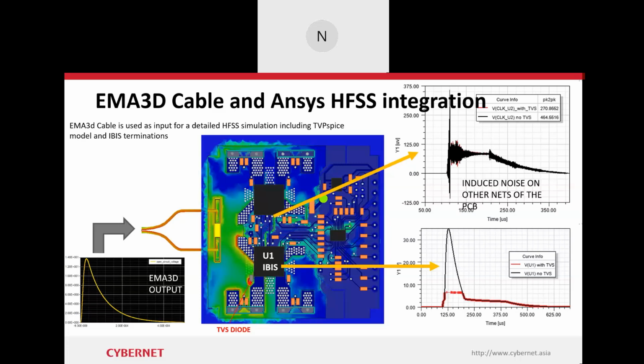So the TVS diode will be put on this PCB, and this kind of simulation will help us do PCB simulations more and more efficiently, combined with the cable interference. So I think I finished my presentation.